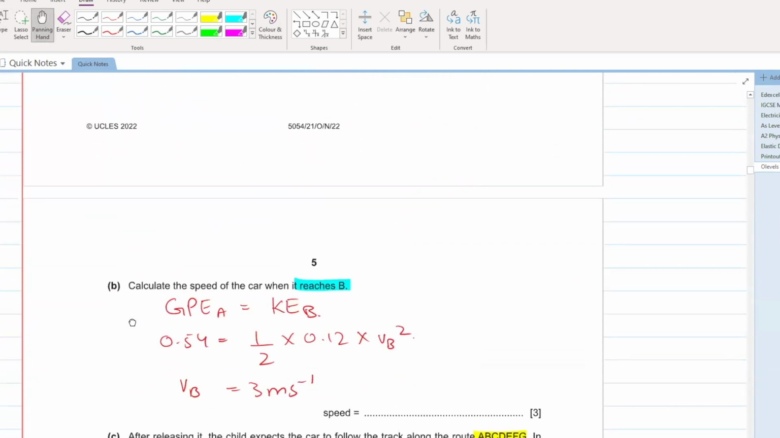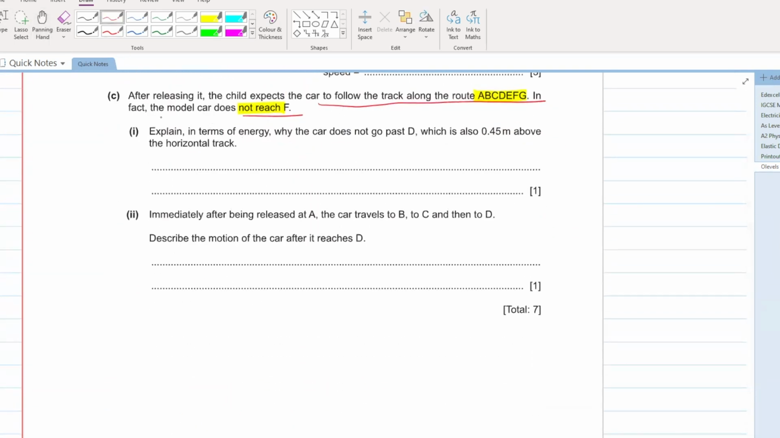So you will write: not enough kinetic energy to travel beyond point D. Simple.